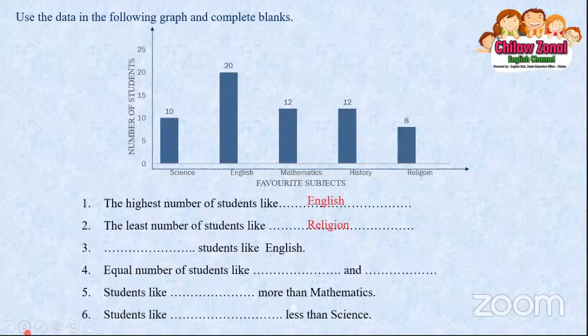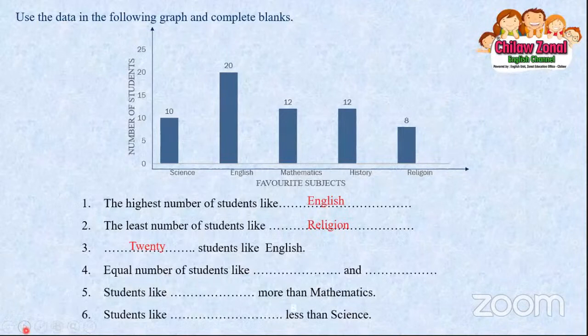And third one, blank students like English. So we can see the number. There are 20 students like English. So we know that the answer for the third one is 20 students like English. Right, next one, equal number of students like.